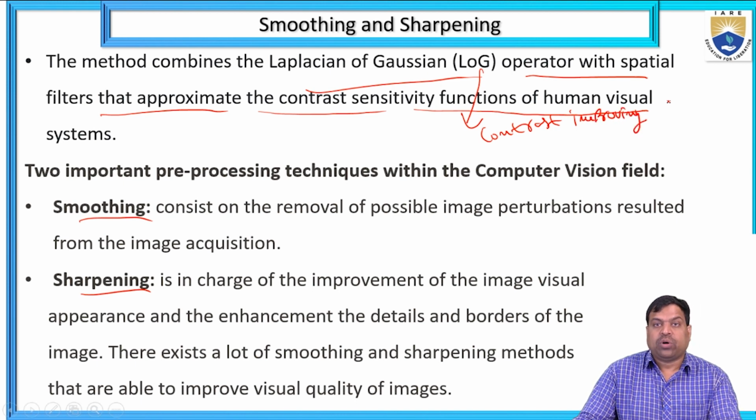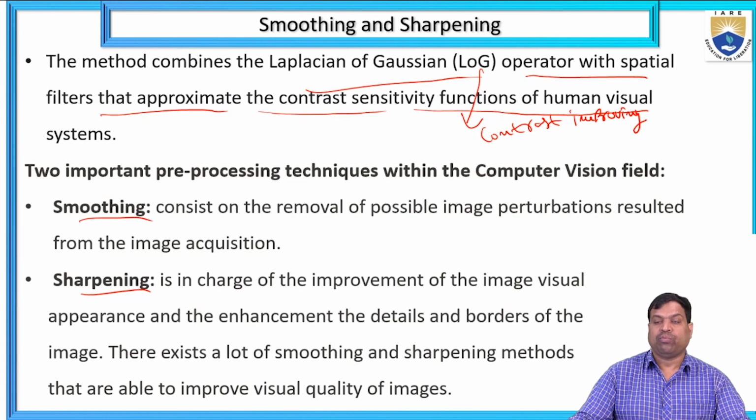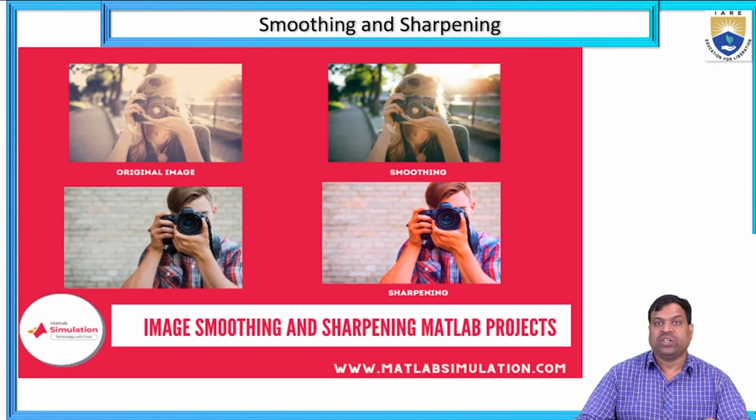So what are the two important pre-processing techniques or major roles for computer vision and human visibility? Smoothing and sharpening. Smoothing consists of the removal of possible image artifacts resulting from the image acquisition, and the other one, sharpening, is in charge of improving the image's visual appearance and enhancing the details and borders of the image. There exist a lot of smoothing and sharpening methods that are able to improve the visual quality of images.